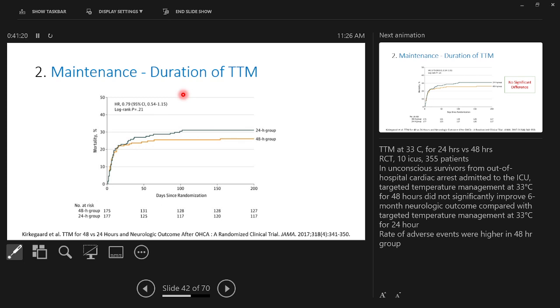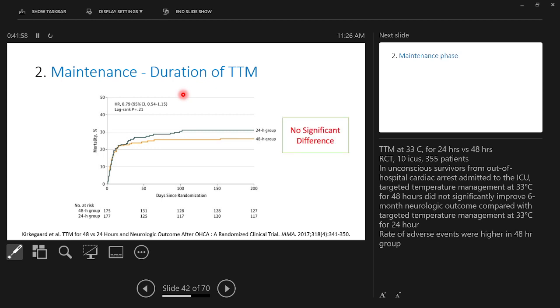And regarding the duration of TTM, how long should we continue the TTM? According to the 2020 AHA guidelines, we should continue TTM for a minimum of 24 hours. Then many studies were started, and Kirkegaard et al. conducted a study on whether to continue TTM for 24 hours or 48 hours. In the graph, we can see there is no significant difference in the neurological outcome between the control and intervention arm. So it does not give any evidence on whether we should continue for 48 hours. As per the 2020 AHA guideline, we should continue the TTM for at least 24 hours.